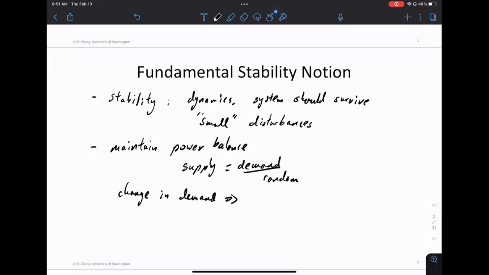creates a power imbalance. This is a change in energy balance. Let's say demand increases, so supply is slightly less than demand. There's this energy imbalance in the system. Where does that energy imbalance come out of?